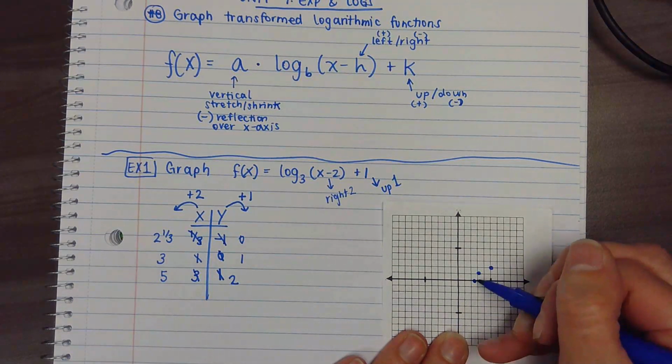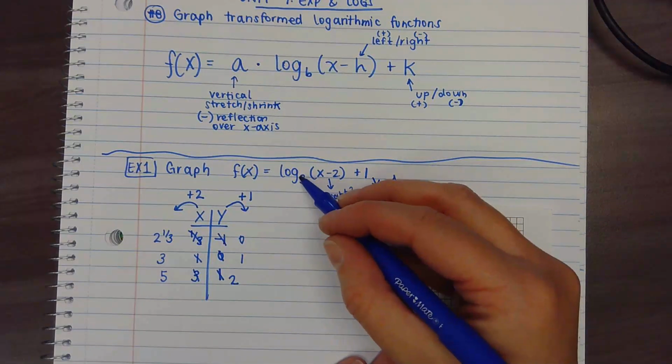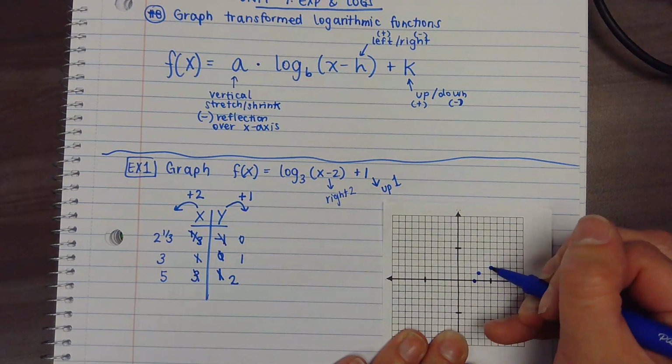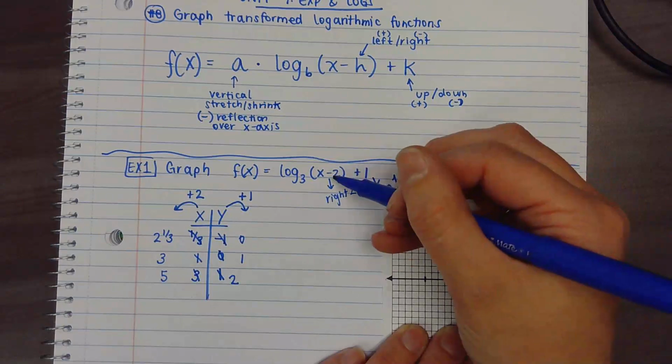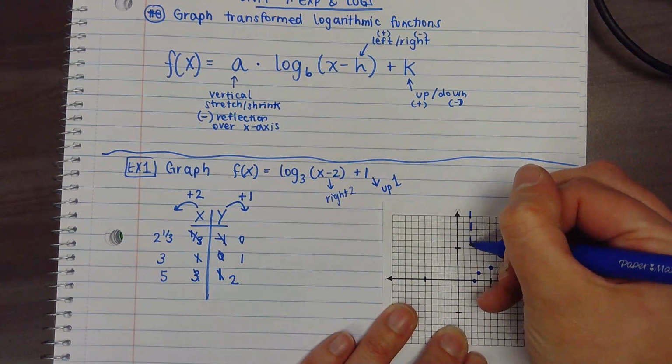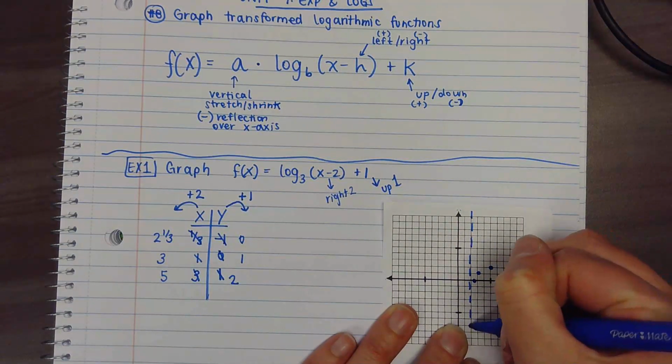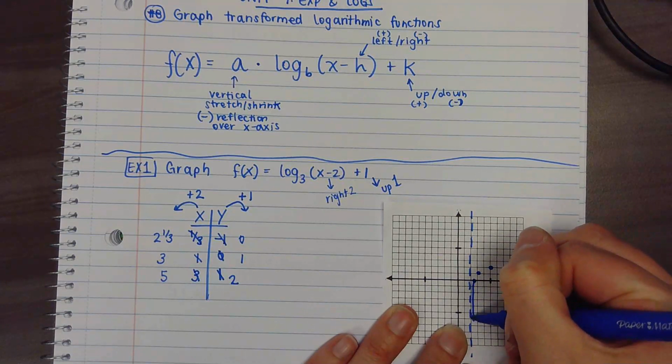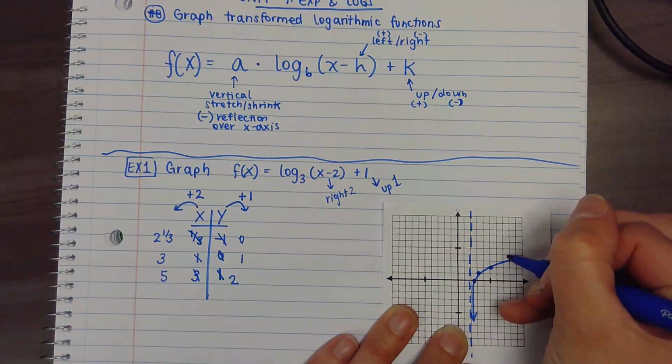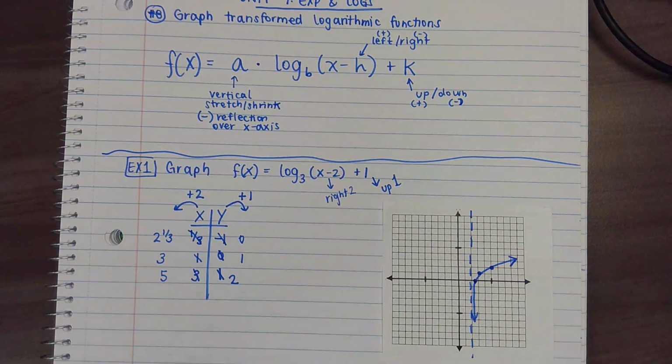Now I know the shape, because this is a growth base, is going to be increasing, and I also know my asymptote shifted to the right too. It's no longer x equals 0. Vertical asymptotes shift left and right with the function. There's my graph. Let's try another example.